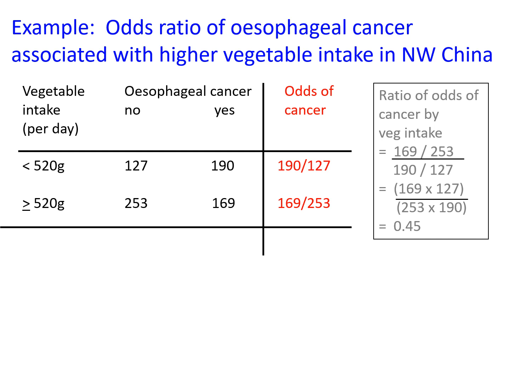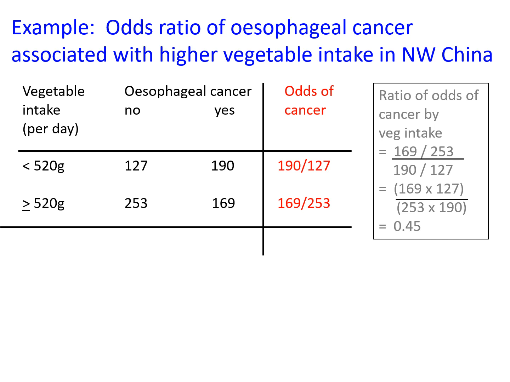So let's look at an example. This is a case control study done in northwestern China of the association between esophageal cancer and higher vegetable intake. For a group of people with esophageal cancer and a control group without esophageal cancer, they asked about vegetable intake per day. They divided people up according to whether they were in the cases or the controls for esophageal cancer, and then whether their vegetable intake was above or below this cutoff of 520 grams a day. And so they formed what we would call a 2-by-2 table here.